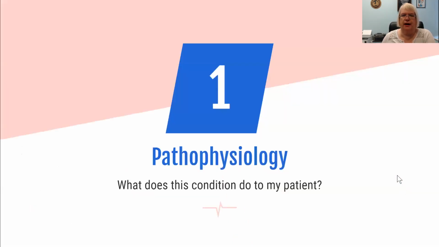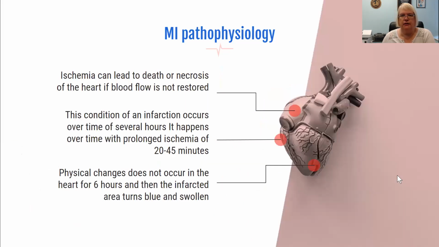So pathophysiology, what does this condition do to my patient? The first thing we have to understand is ischemia can lead to death or necrosis of the heart if the blood flow is not restored. This condition of an infarction occurs over time. It's not a 1 minute event, it takes time. It happens over a prolonged ischemia, 20 to 45 minutes.